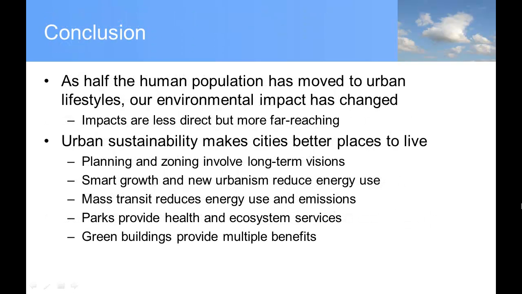And that brings us to the conclusion for chapter 18. So we talked about human population, how it's moved from the rural areas to urban areas and then ultimately to the suburban sprawl areas. And we talked quite a bit about urban sustainability and ways to make cities better places to live.